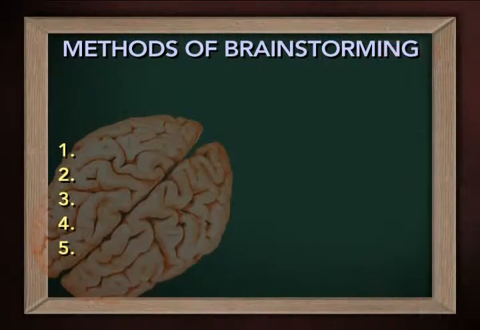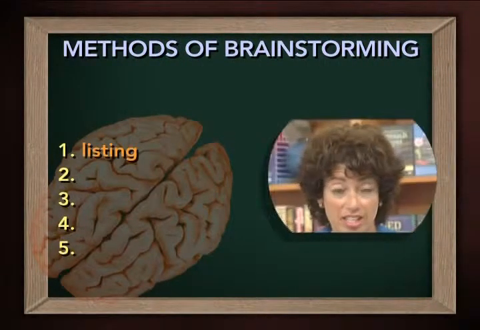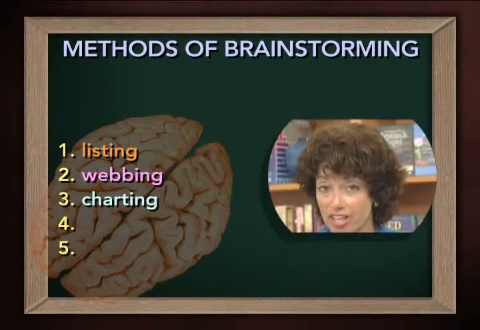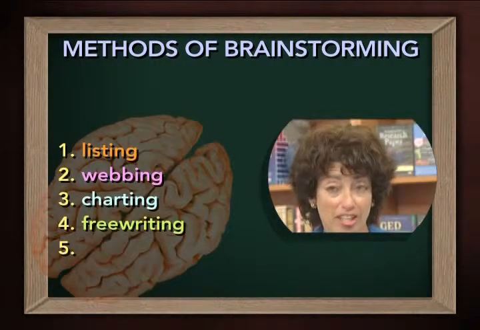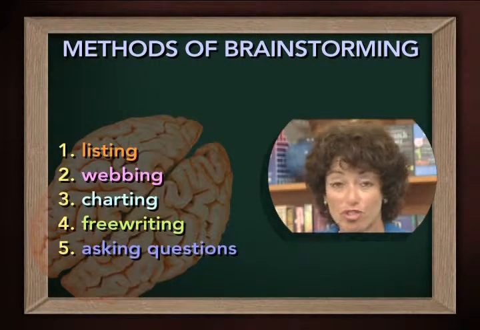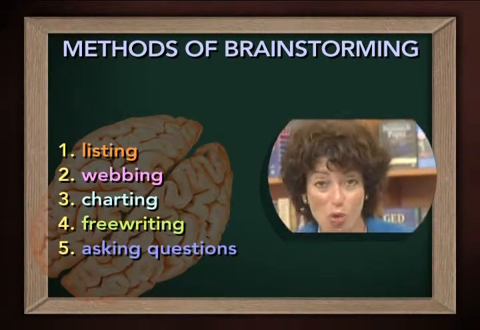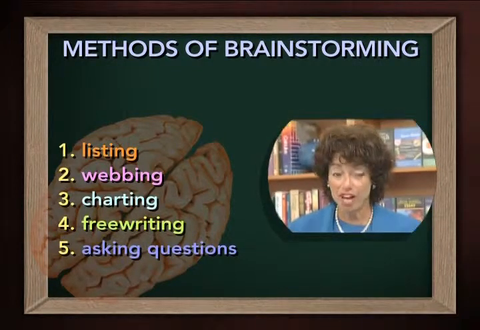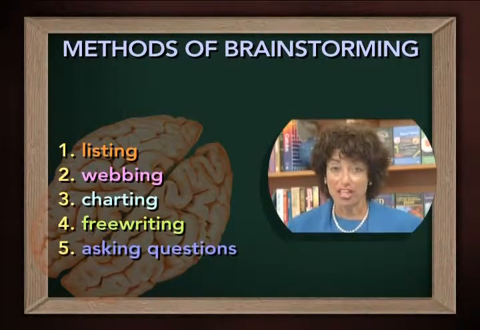Here are the answers. Number 1, listing. Number 2, webbing. Number 3, charting. Number 4, free writing. Number 5, asking questions. Don't worry if you didn't list them in this specific order. That doesn't matter. As long as you listed all 5 of them, that would be fine. If you missed some, go back through the program and review the parts that you didn't remember.